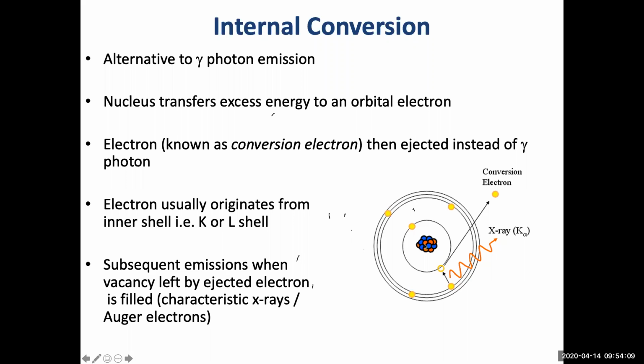So the nucleus has excess energy. This excess energy would usually be emitted as a gamma photon, but instead it is transferred to an electron in the orbital, and this electron takes this energy and is ejected from the atom. This ejected electron, because of the excess energy from the nucleus, is called the conversion electron. Again, in the subsequent emission, when the vacancy is left by the ejected electron, we get an X-ray or Auger electron.